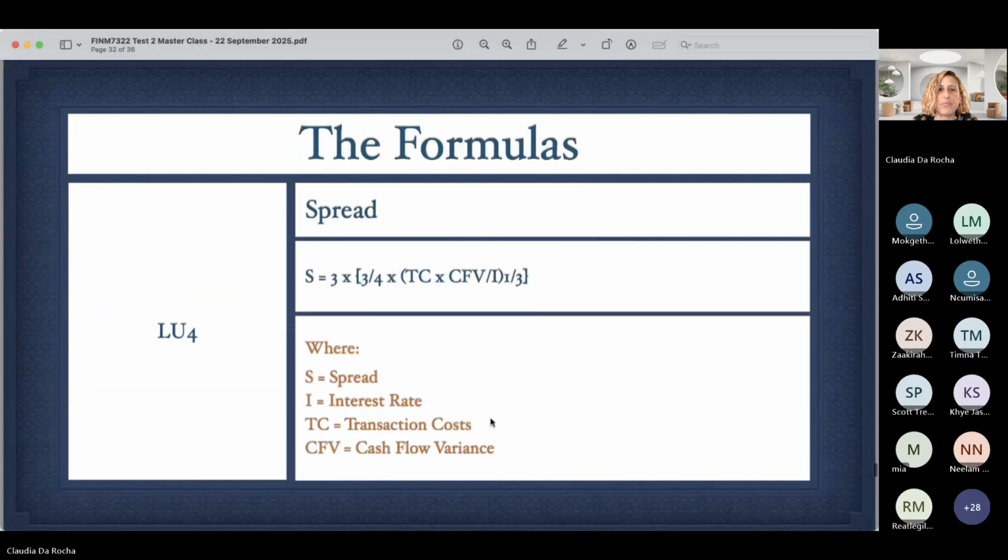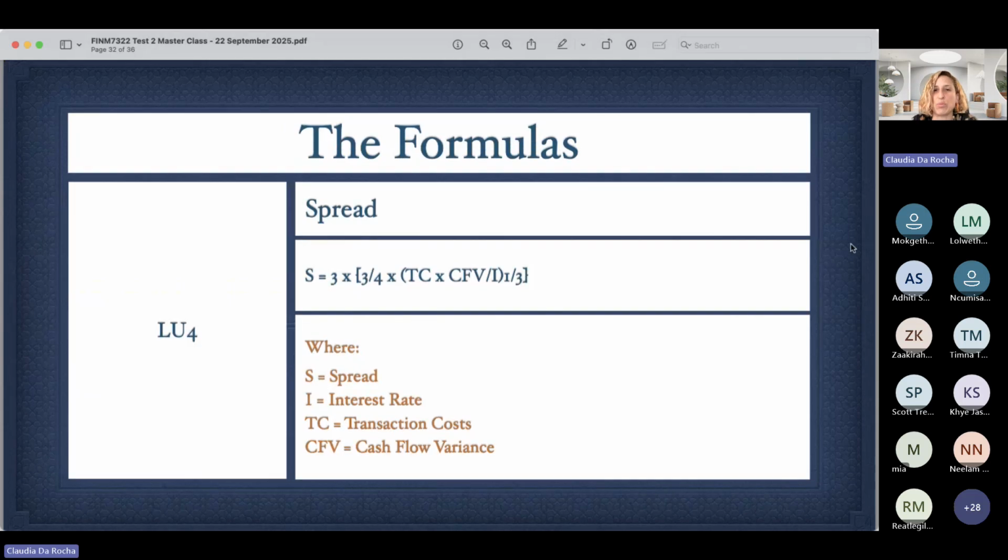Any questions at this point? I'm going to just unpack these formulas a little bit more, and then we'll go into some questions or some past paper questions.